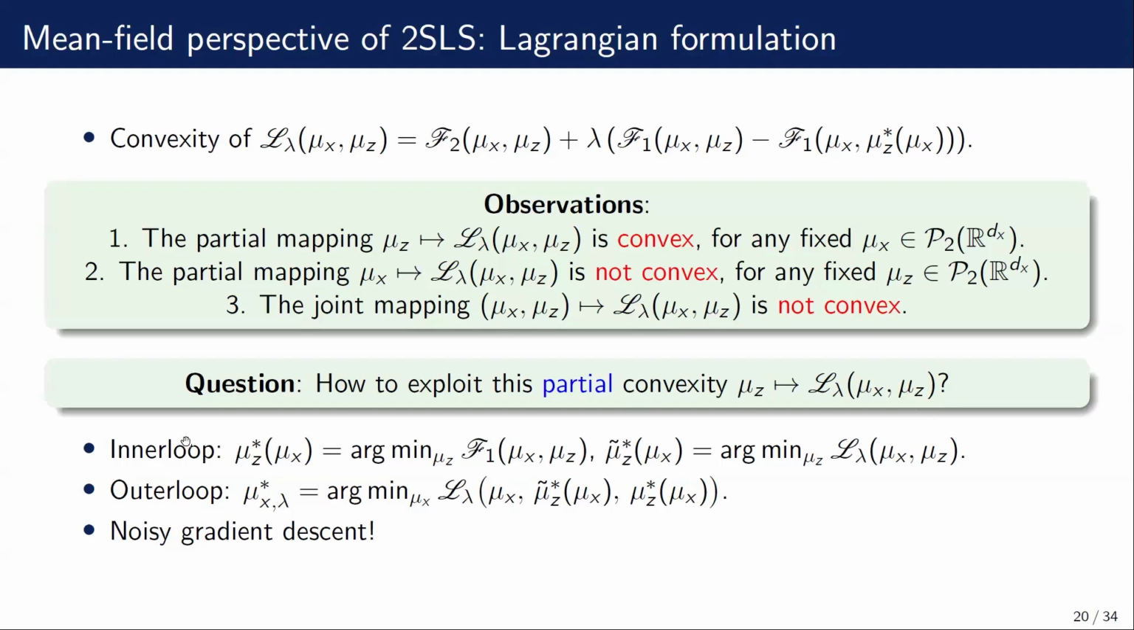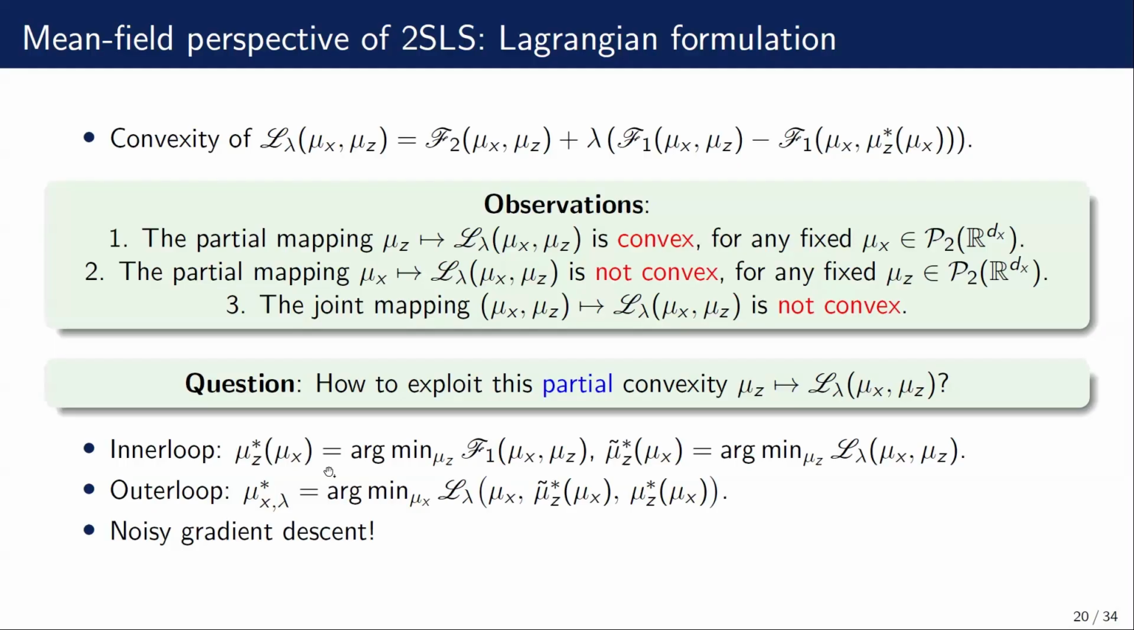We exploit this property by doing a double loop optimization, where in the inner loop, we first solve this optimization problem, like in the stage 1 problem. You know, it's easy because it's just standard linear Langevin. And then we solve this problem with fixed mu x. This is again easy because of convexity. And then in the outer loop, we solve this optimization problem, which is the most nasty bit.